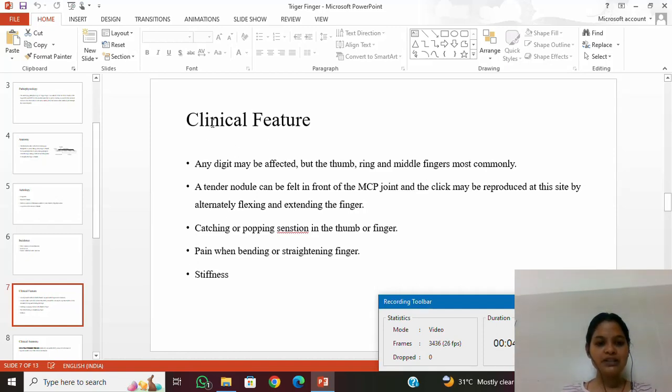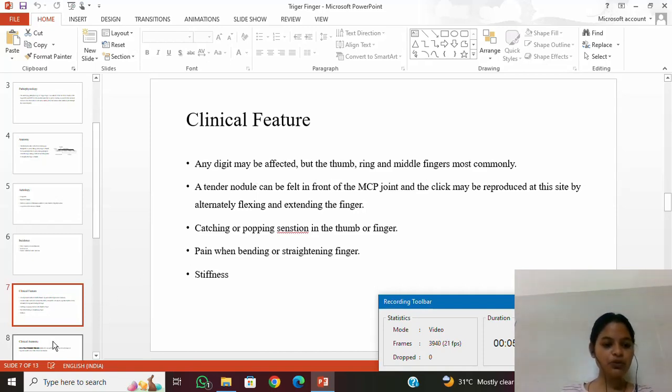So next, what are the clinical features we will get here. Any digit can be affected, but the thumb, ring and middle finger are most commonly affected. A tender nodule can be felt in front of the MCP joint, and the click may be reproduced at the site by alternately flexing or extending the finger. Catching or popping sensation in the thumb or finger, pain when bending or straightening the finger, and stiffness.